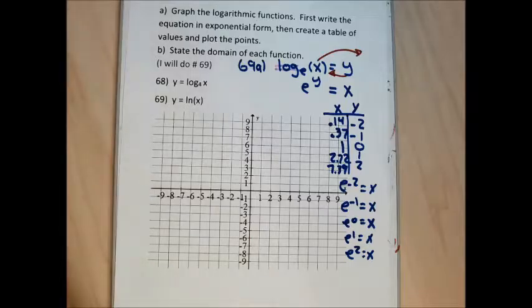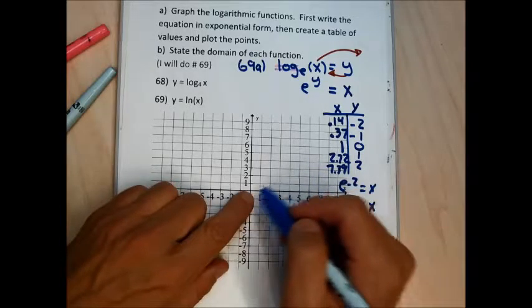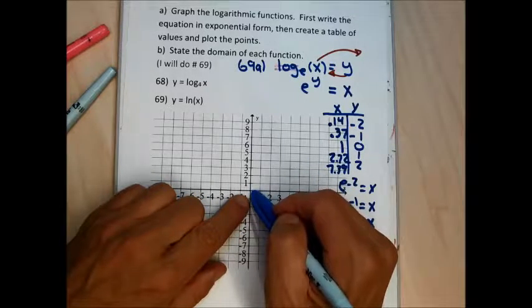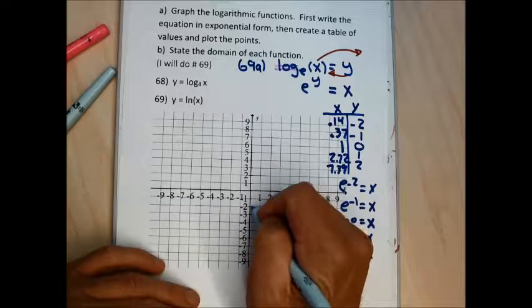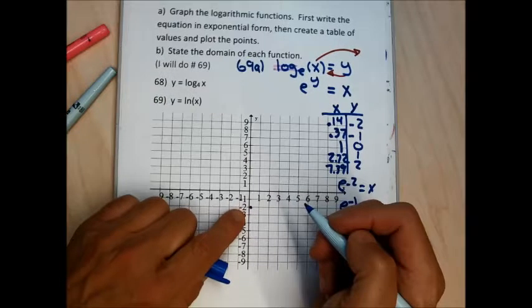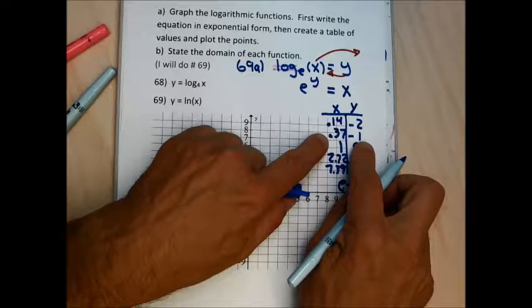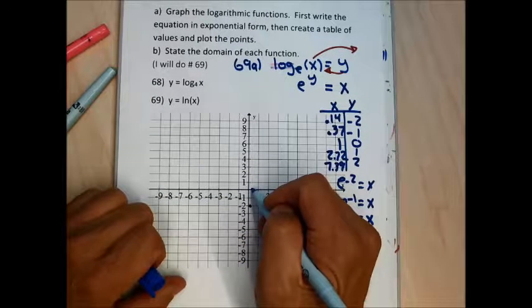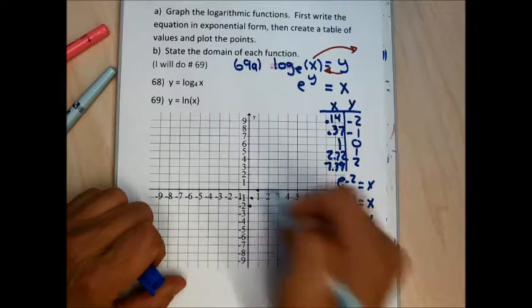Let me plot all these points. When I go to plot the first point, 0.14 is positive, but it's less than 1. It's really close to the y-axis and down 2. The first point I'm going to get is just to the right of the y-axis at negative 2. The second one, 0.37, is about a third. So I'm going to go a third of the way between 0 and 1 and then down 1. And then easy points, 1, 0.